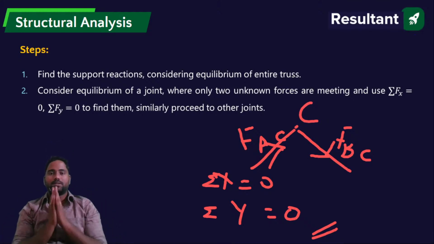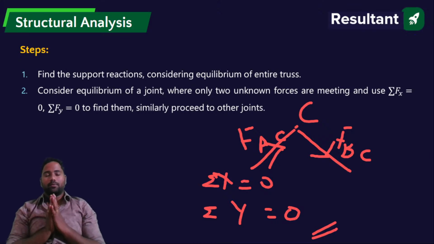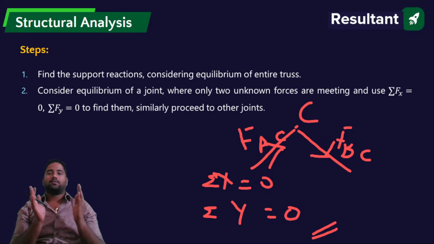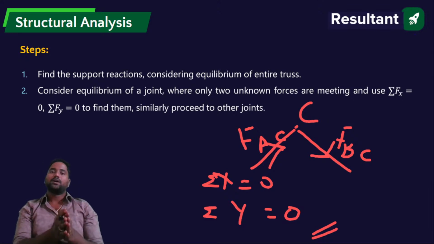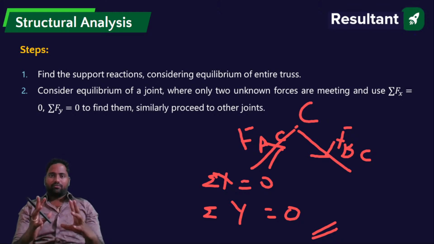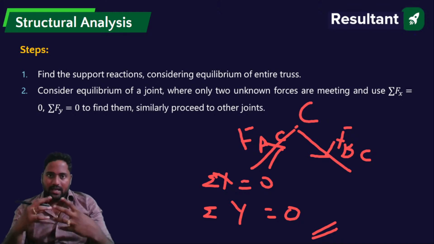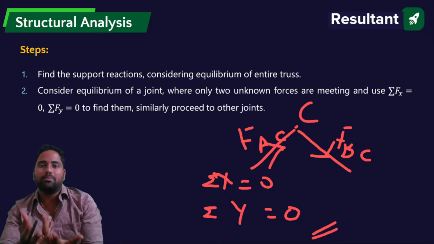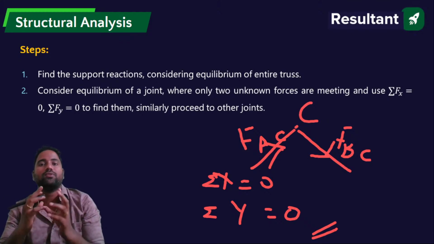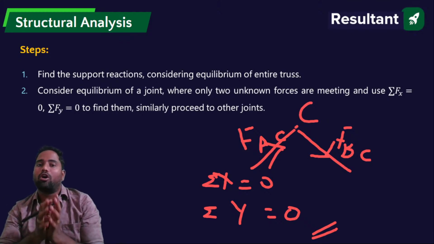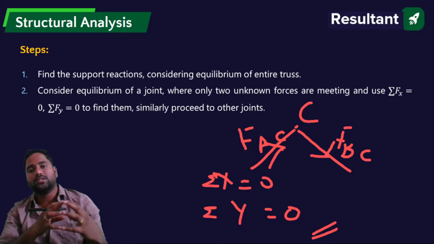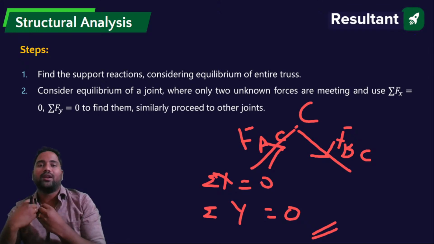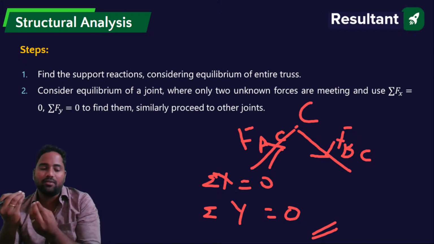Method of joints is very simple. Here you are going to consider the equilibrium of the joints. First you find the support reactions by using equilibrium of the entire truss. When I say equilibrium, it means that even after the forces act, all the forces are taken by the members, so it is not moving; it is stable. So we consider the equilibrium of the whole truss first and find the support reactions. Then we find the unknown forces by considering each and every joint.